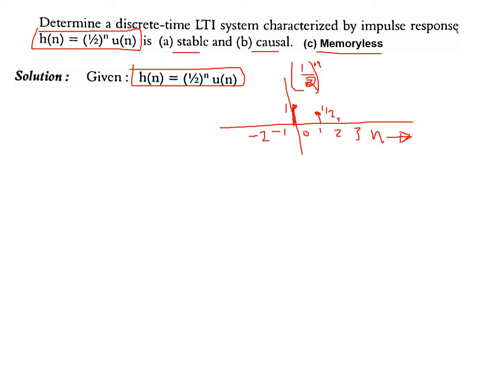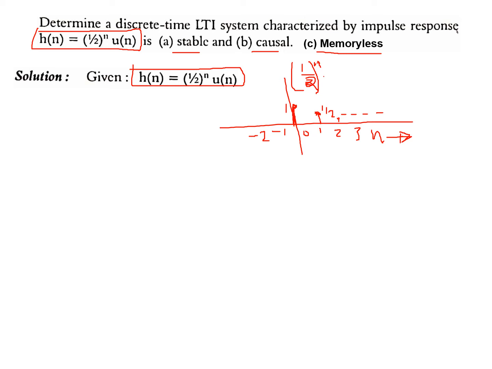That means as n increases, the signal value keeps on decreasing. That's why I called it a falling exponential. If I put n equals 3, it will be 1 by 8. If I put n equals 4, it will be 1 by 16. The value keeps on decreasing. When n becomes infinity, the signal will be 0. Now, because u of n is not considered, it is both sided. Let us consider the other side of the signal also.